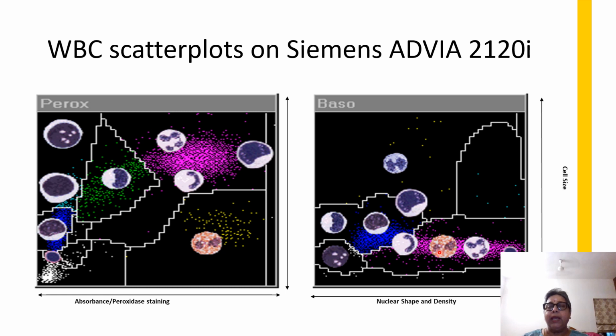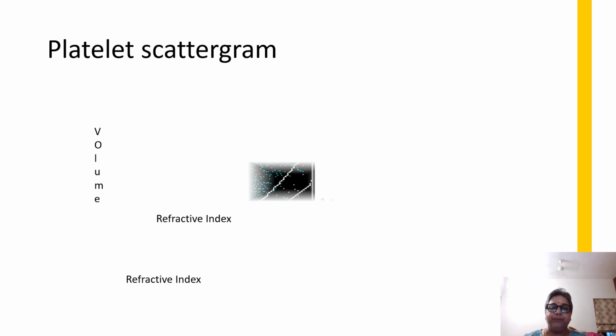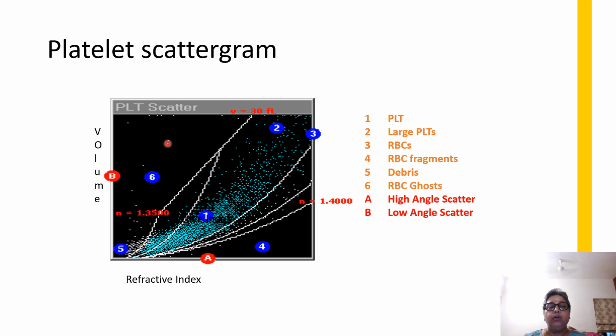And this is what is done in the software that is present in the cell counters that are used in a hematology laboratory. This is again, like I told you, the platelet scatter plot where the volume of the cell is plotted against the refractive index. So the large sized platelets or the giant platelets will be found here, and the normal sized platelets which have a normal refractive index between 1.35 and 1.4 are present within the boundary of this.